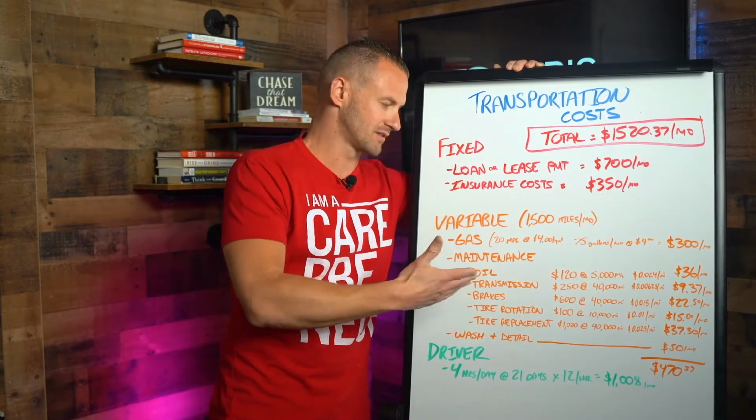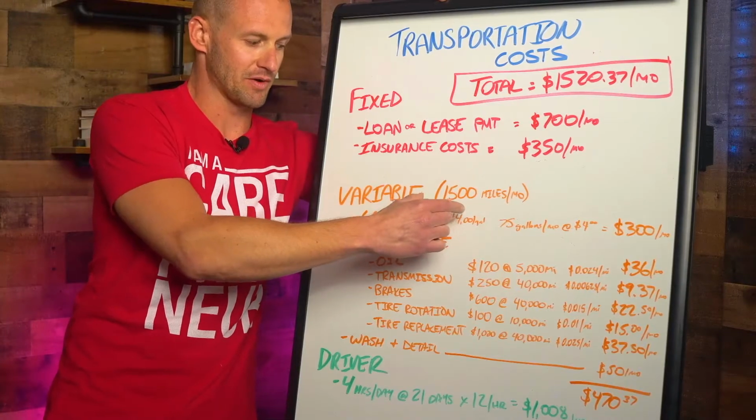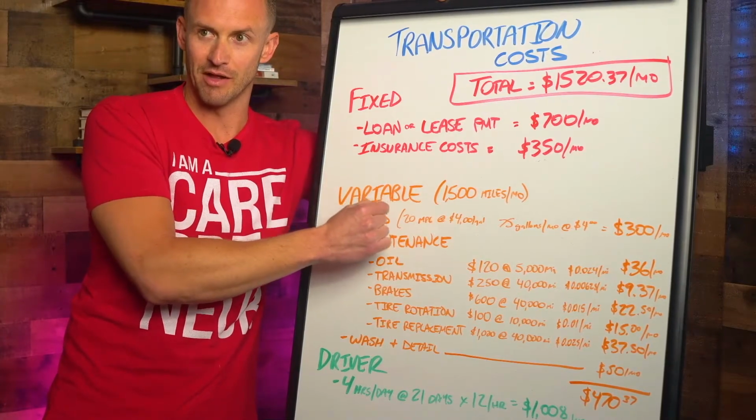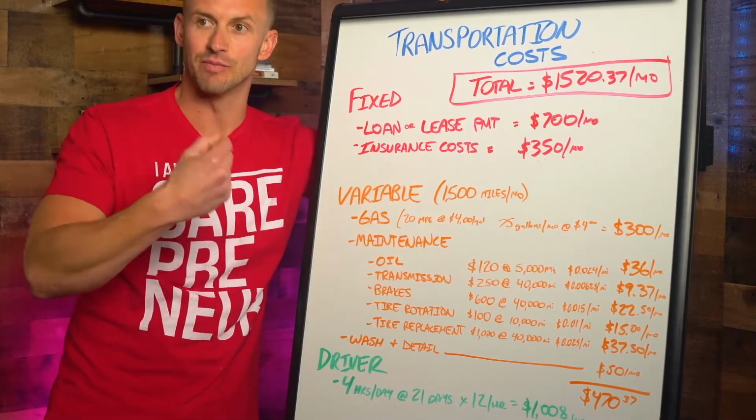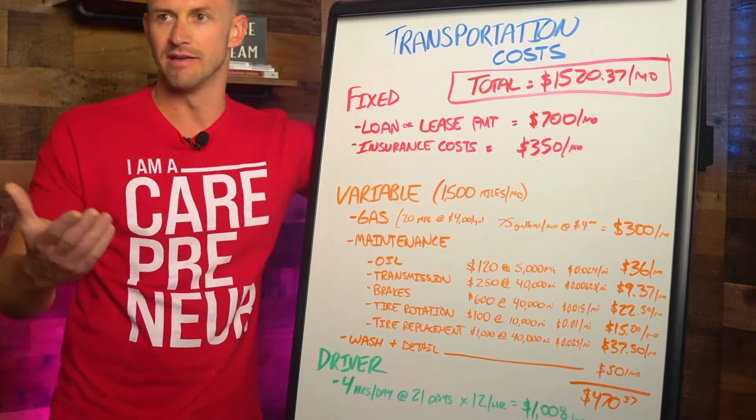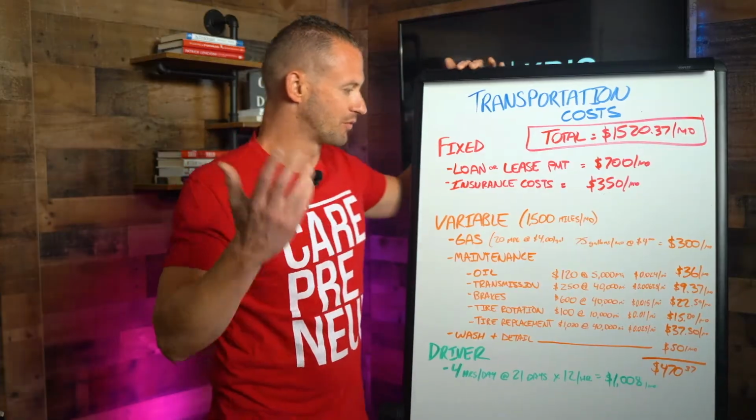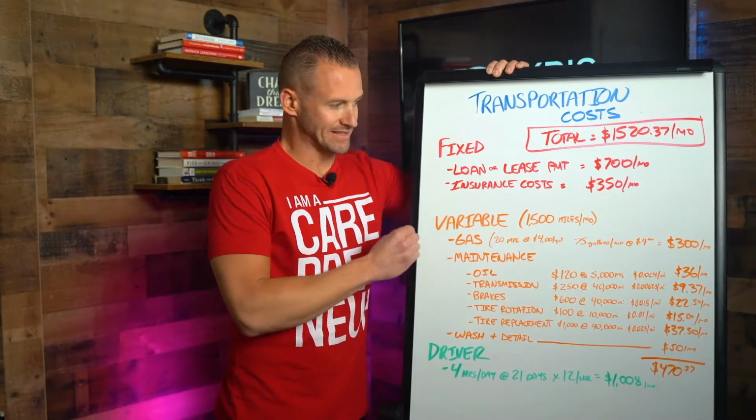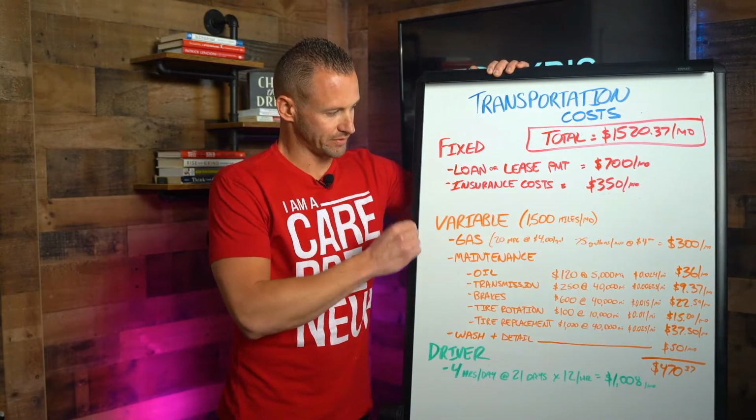Does that make sense? So I took the average miles per month I'm going, divided by the actual miles per gallon my vehicle gets. Now I know how many gallons per month I'm using, times that by whatever the going rate is for a gallon of gas. That's going to give you that average monthly cost of fuel.